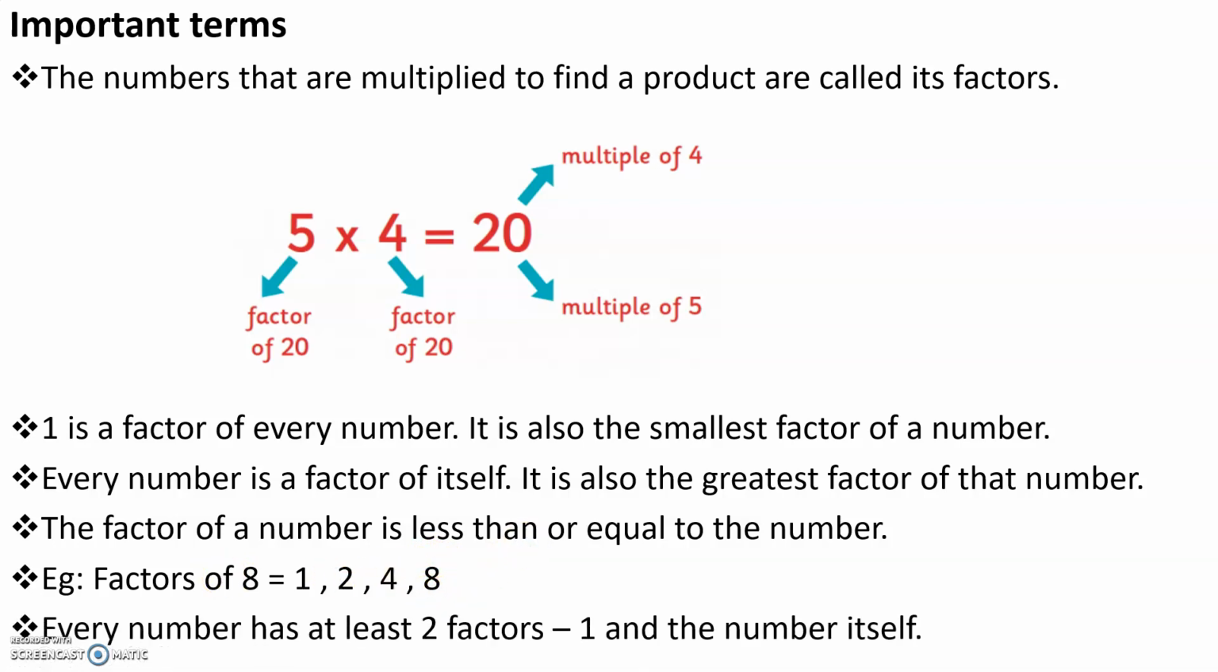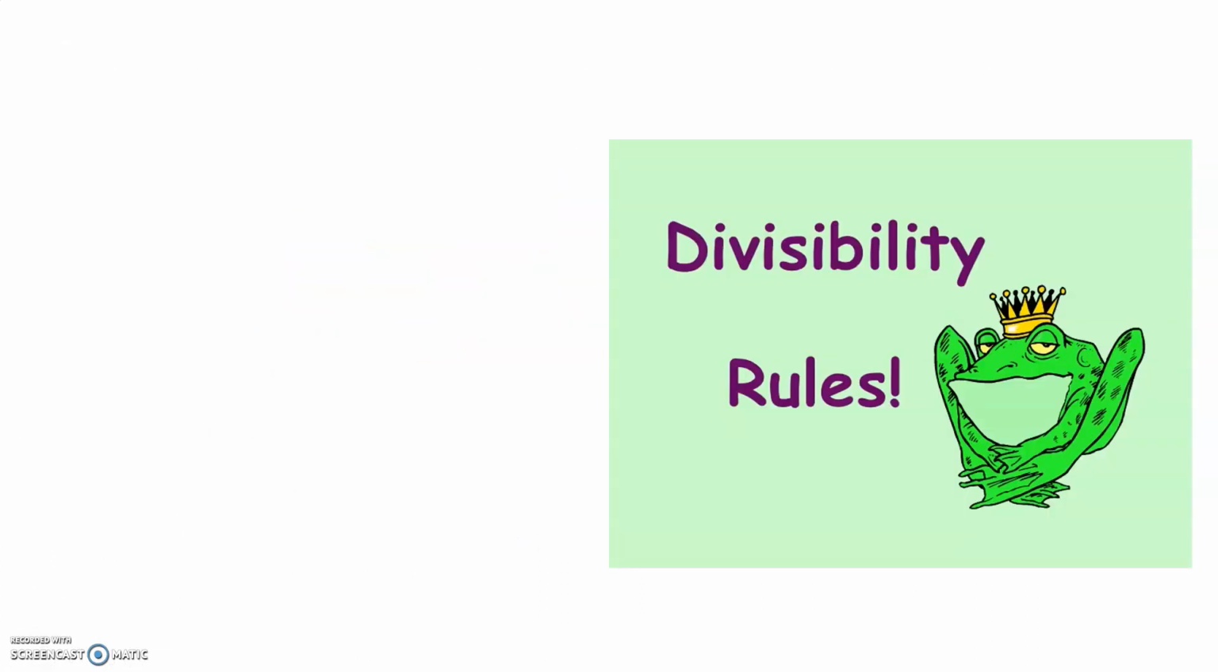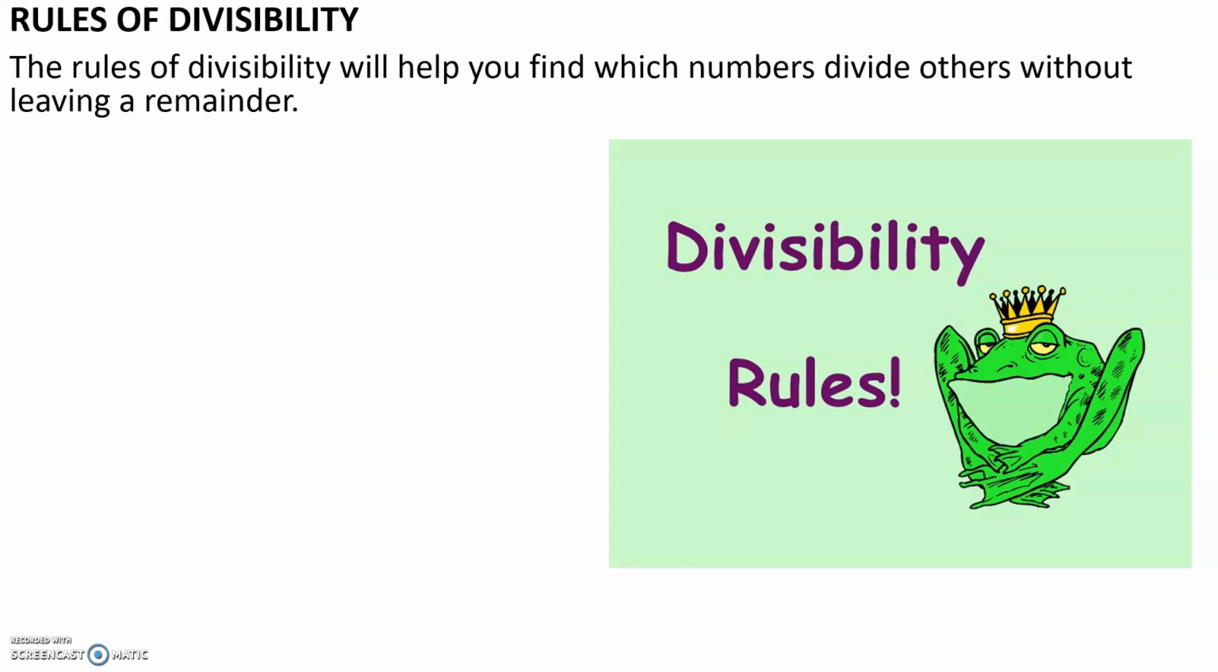Every number has at least two factors: the number 1 and the number itself. Now let's see the rules of divisibility. The rules of divisibility will help you find which numbers divide others without leaving a remainder.